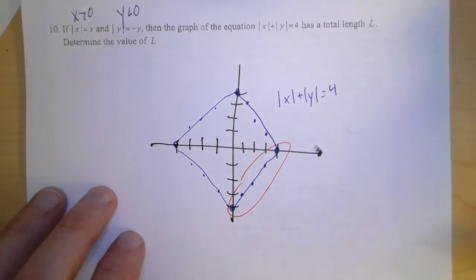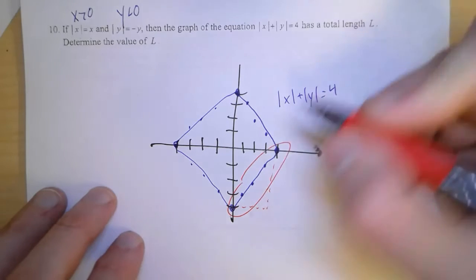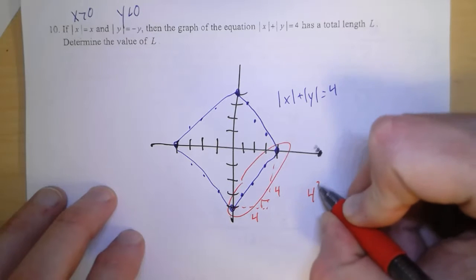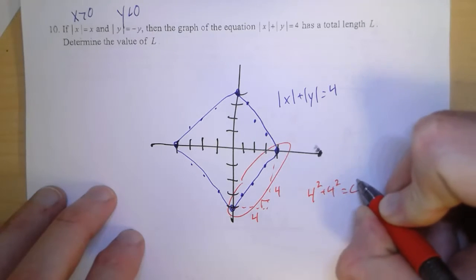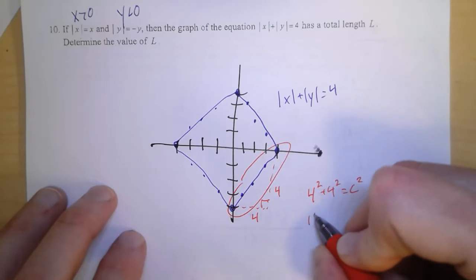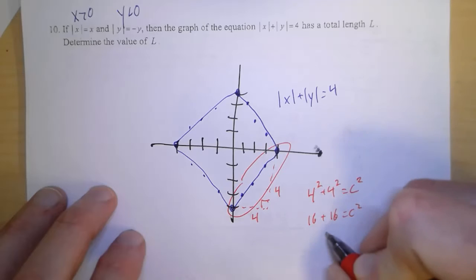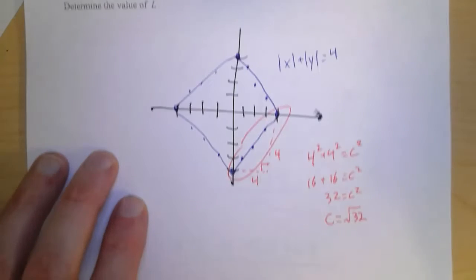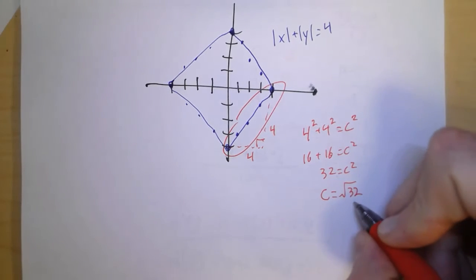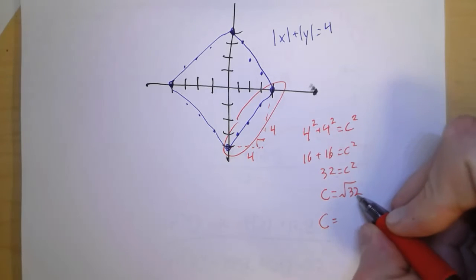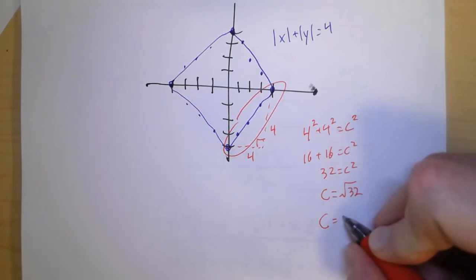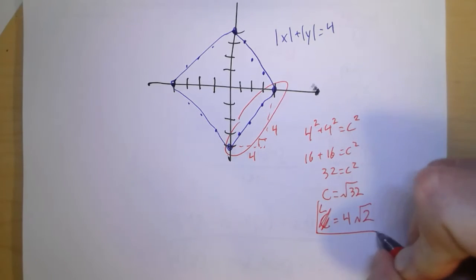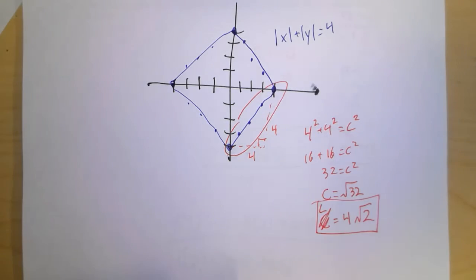Well, we could think of this as the hypotenuse of a right triangle. One side is 4 and the other side is 4. So using the Pythagorean theorem, we find the hypotenuse using 4 and 4 for the two legs. So we get 32 equal to c squared, so c equals square root of 32. But that is not in simplest form, because we can't take the square root of 32, but we can take the square root of 16, which is 4, leaving a 2 inside. And so that hypotenuse is L. That is our length for this graph. And we're done.